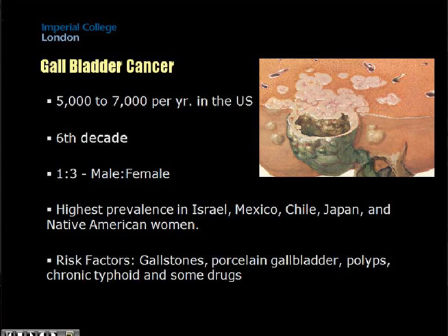Geographically, you have higher prevalence of disease, for example, in Israel, Mexico, Chile, Asia, in Japan, and particularly in Native American women. Risk factors consist of gallstones, the classic porcelain gallbladder, polyps, chronic typhoid, and some other drug-induced types of risks.